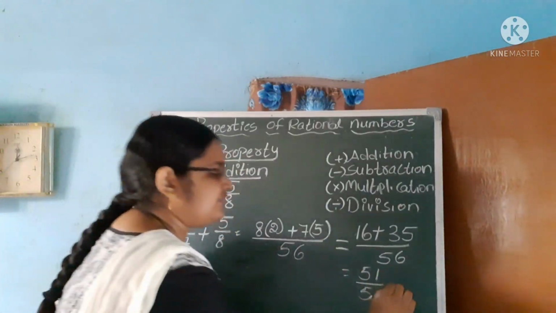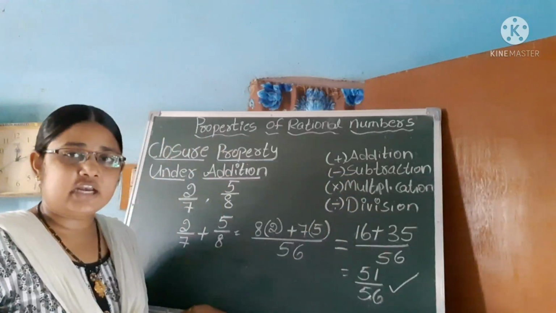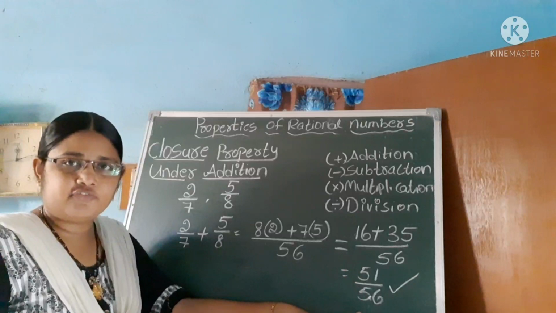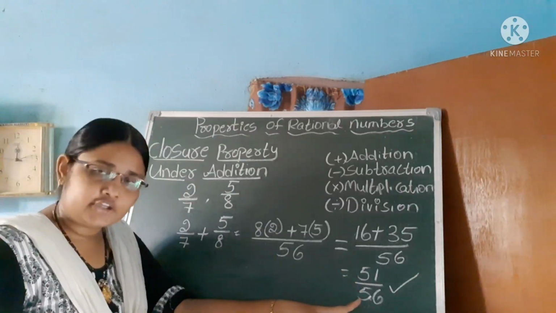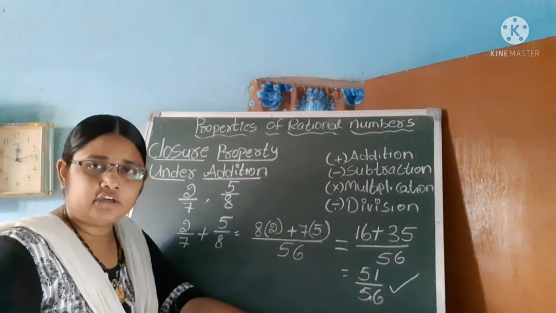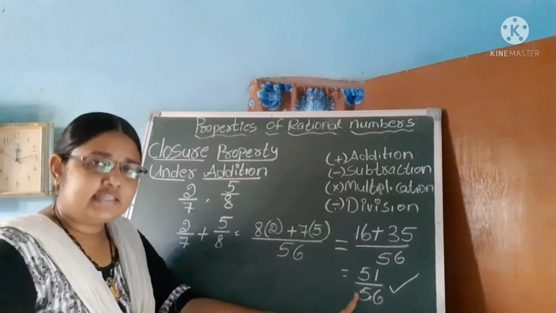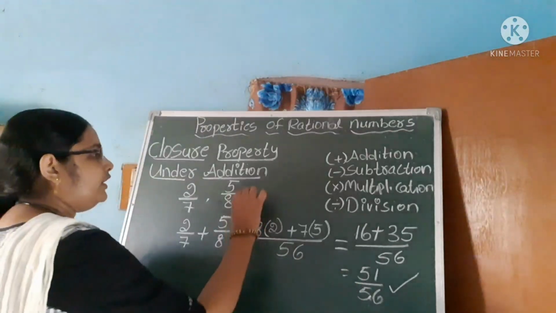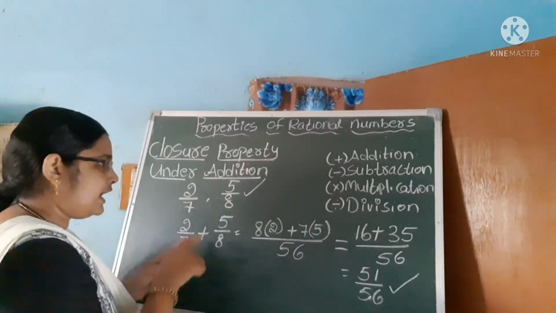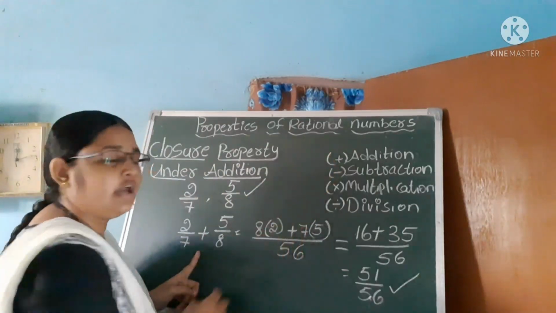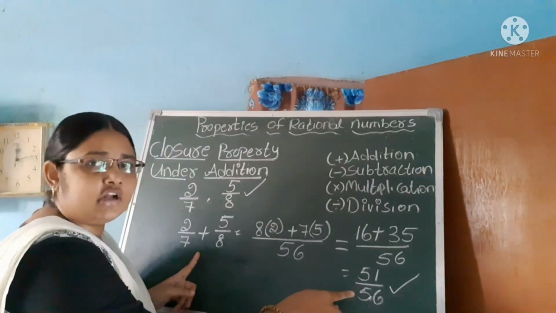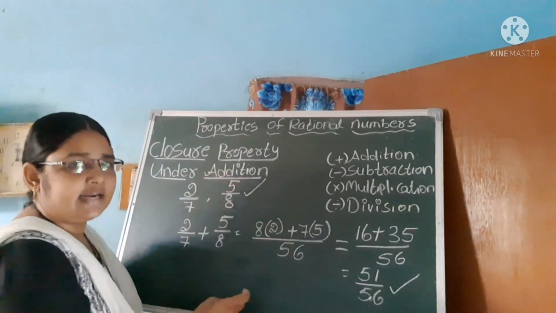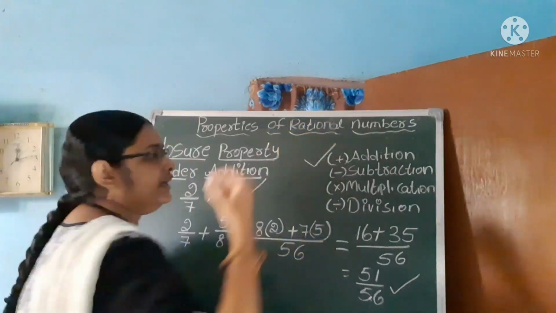Tell me, is 51 by 56 a rational number or not? Check it once. 51 by 56 is in the form of p by q, and p and q are integers and q is not equal to 0. So the result is also a rational number. Here we take two rational numbers and apply the binary operation addition, and the result is also a rational number. So closure property is satisfied under addition.